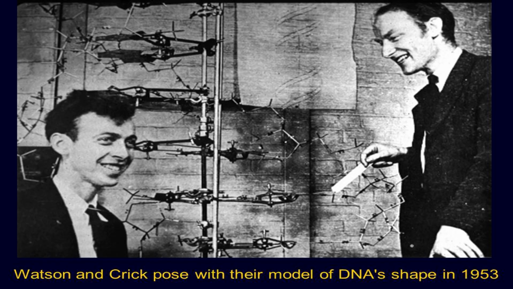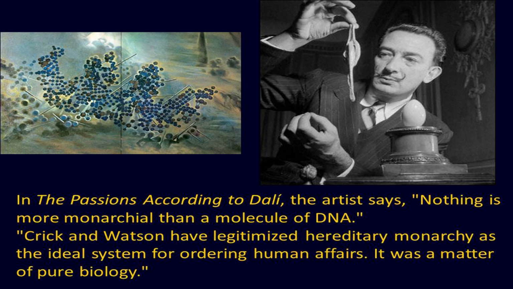And it's also a celebration of the moment when Crick and Watson not only have their DNA molecule recognized, but they receive the Nobel Prize as a result of their proposal. So the double helix shape of the DNA molecule becomes the molecule right here. And Dali says that there's nothing more monarchical than a molecule of DNA. Crick and Watson have legitimized hereditary monarchy as the ideal system of ordering human affairs. It was a matter of pure biology.